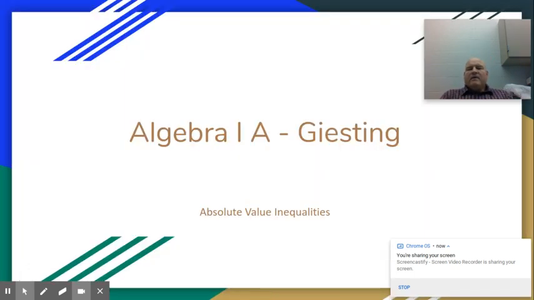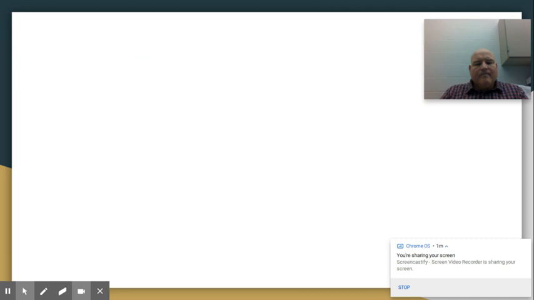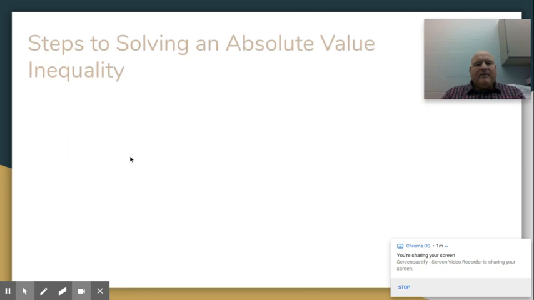So today we want to continue our work in solving absolute value inequalities that we started yesterday. Our objective: you'll be able to write absolute value inequalities as compound inequalities and then solve them. And we're going to take the following steps for that.